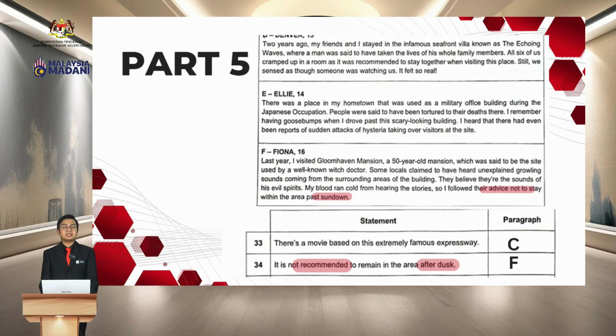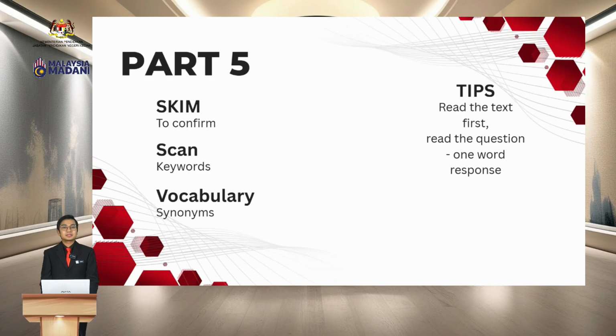Okay, now let's move on to part 5. In part 5, we will be given a few short texts or short paragraphs which we need to skim to confirm the meanings. We need to scan for the keywords and we need to know some of the words' meanings. Tips: we need to read the text first and then read the question.